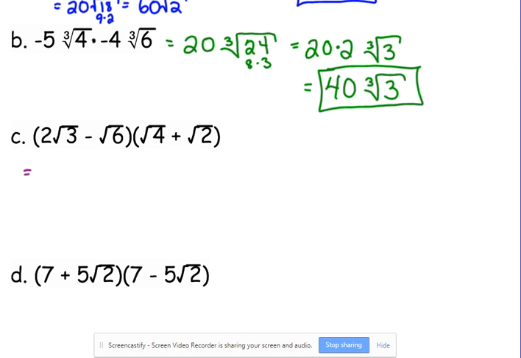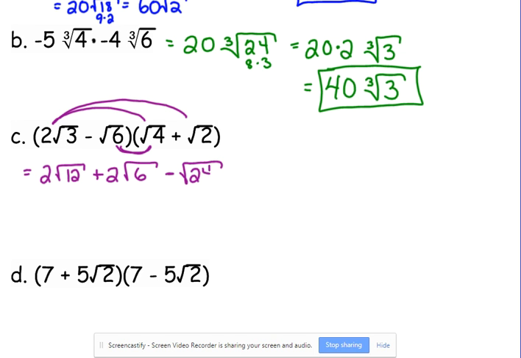All right, so first times first. 2 square roots of 3 times the square root of 4 is 2 square roots of 12. Outside, 2 square roots of 3 times the square root of 2 is 2 square roots of 6. Inside, negative square root of 6 times the square root of 4 is the negative square root of 24. And negative square root of 6 times positive square root of 2 is negative square root of 12.